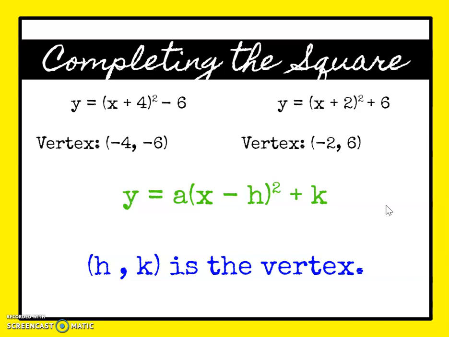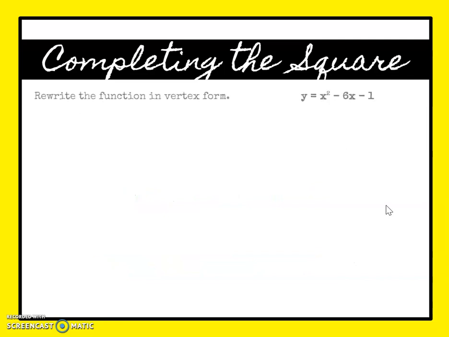So I want to do one more without algebra tiles, and we're going to see if we can identify the vertex following that pattern. So rewrite the function in vertex form. Now, algebra tiles are great, but we're not always going to have them. So I want to show you how to do this with a generic rectangle.